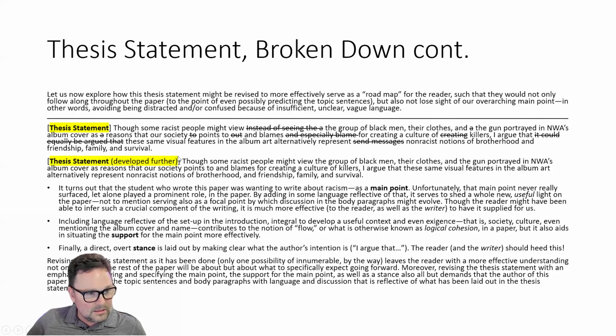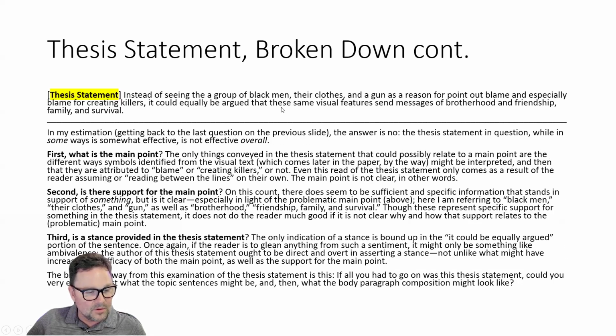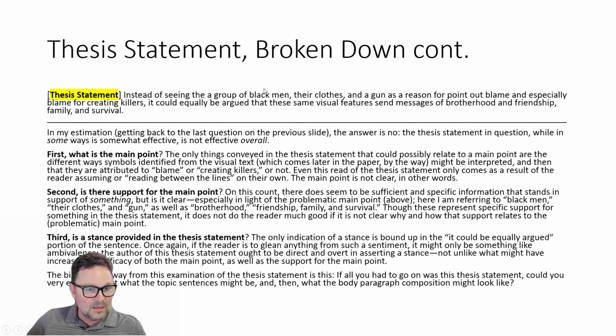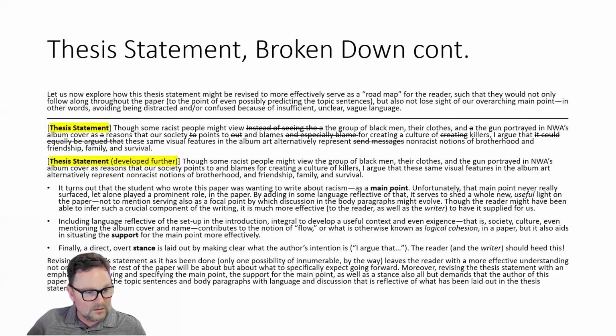Why is this version of a thesis statement more effective than what we had originally? As it turns out, the student who wrote this paper wanted to write about racism. That's not going on in this thesis statement at all. We could probably have gotten there by inference or by guessing. But again, let's please not leave it up to our reader to guess what we mean. Our job as authors is to express what we mean clearly, directly, overtly.